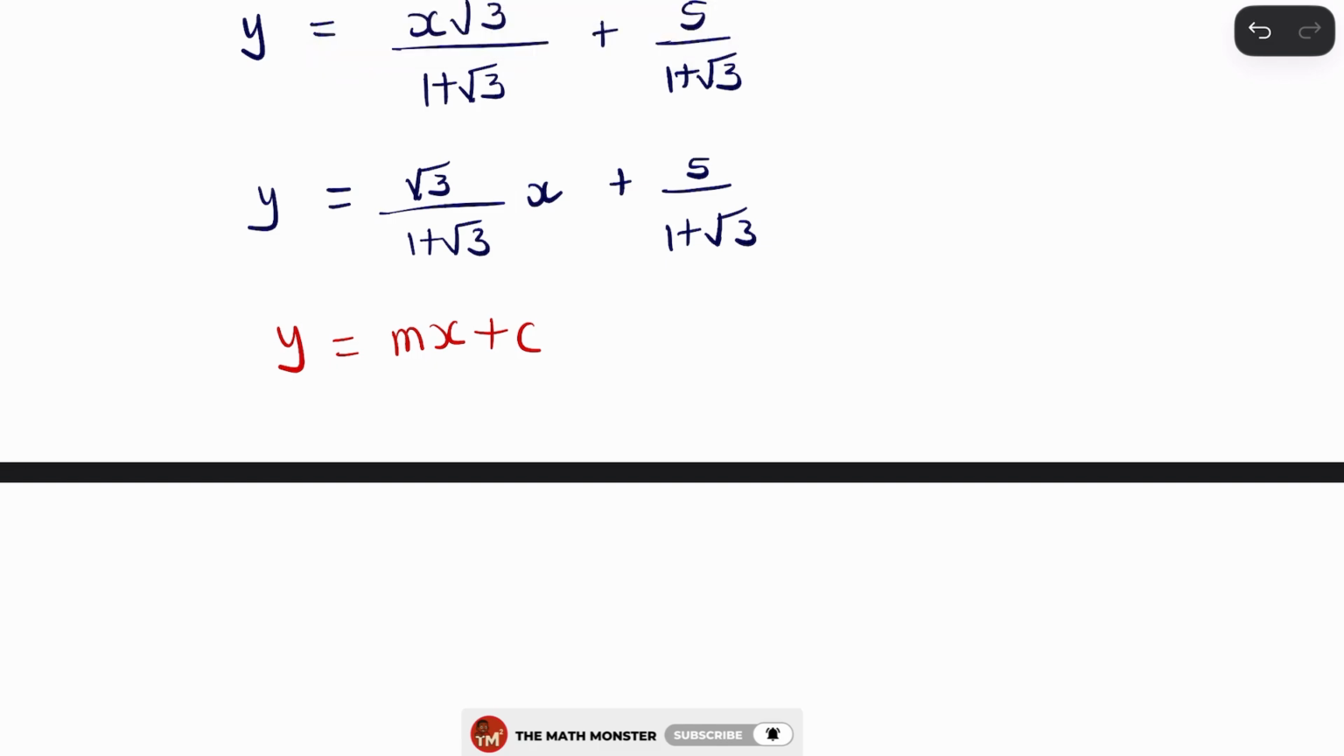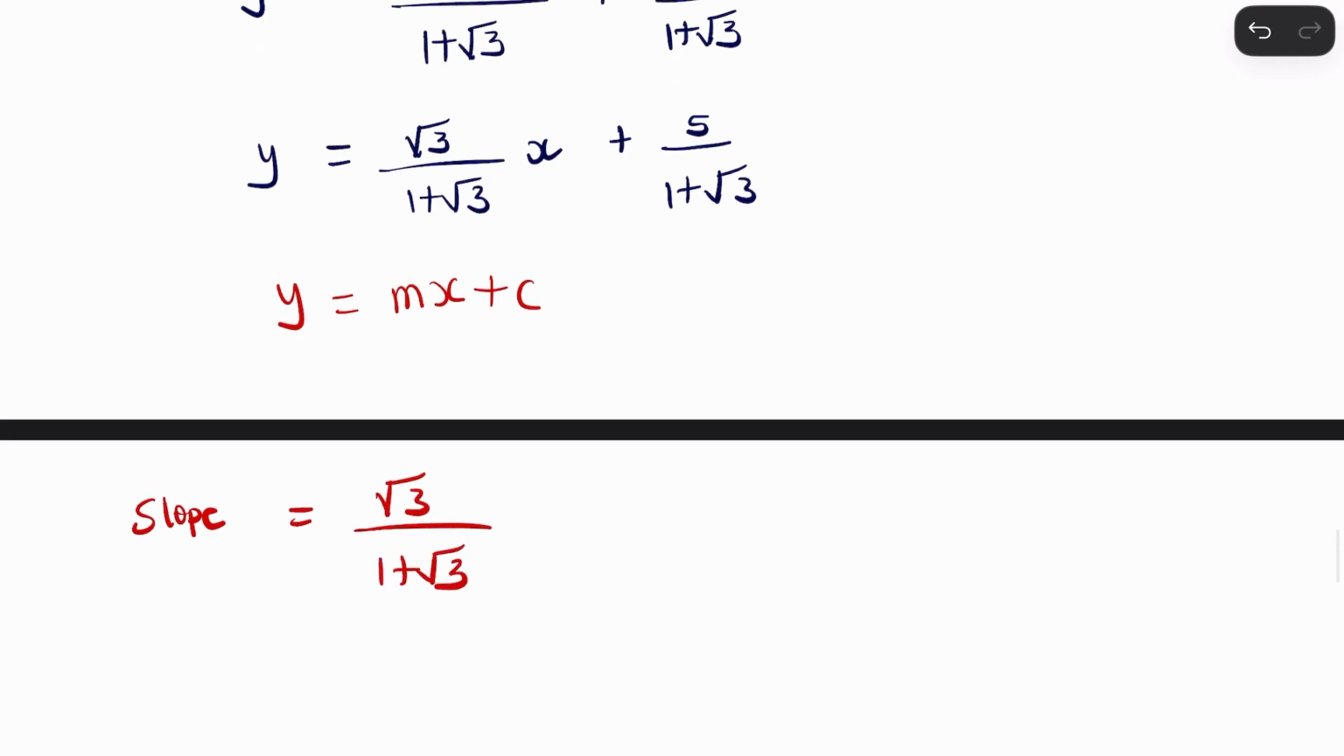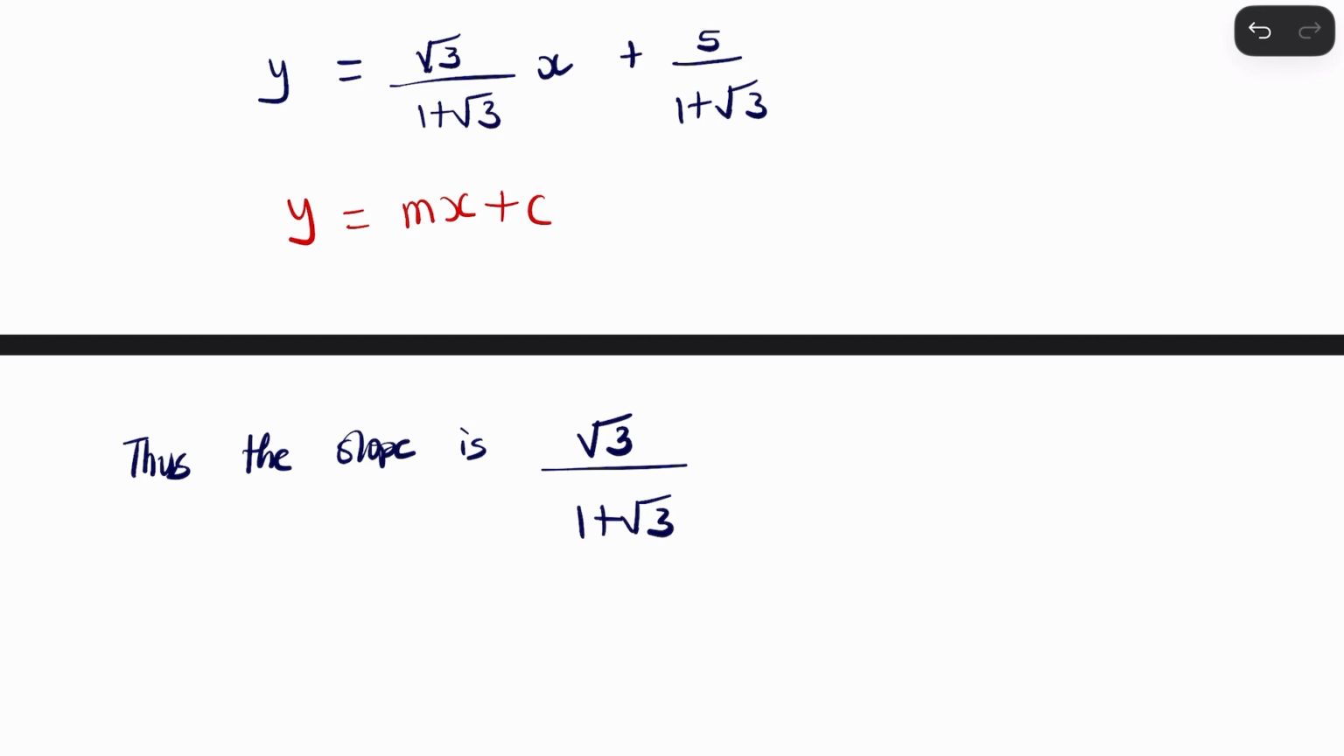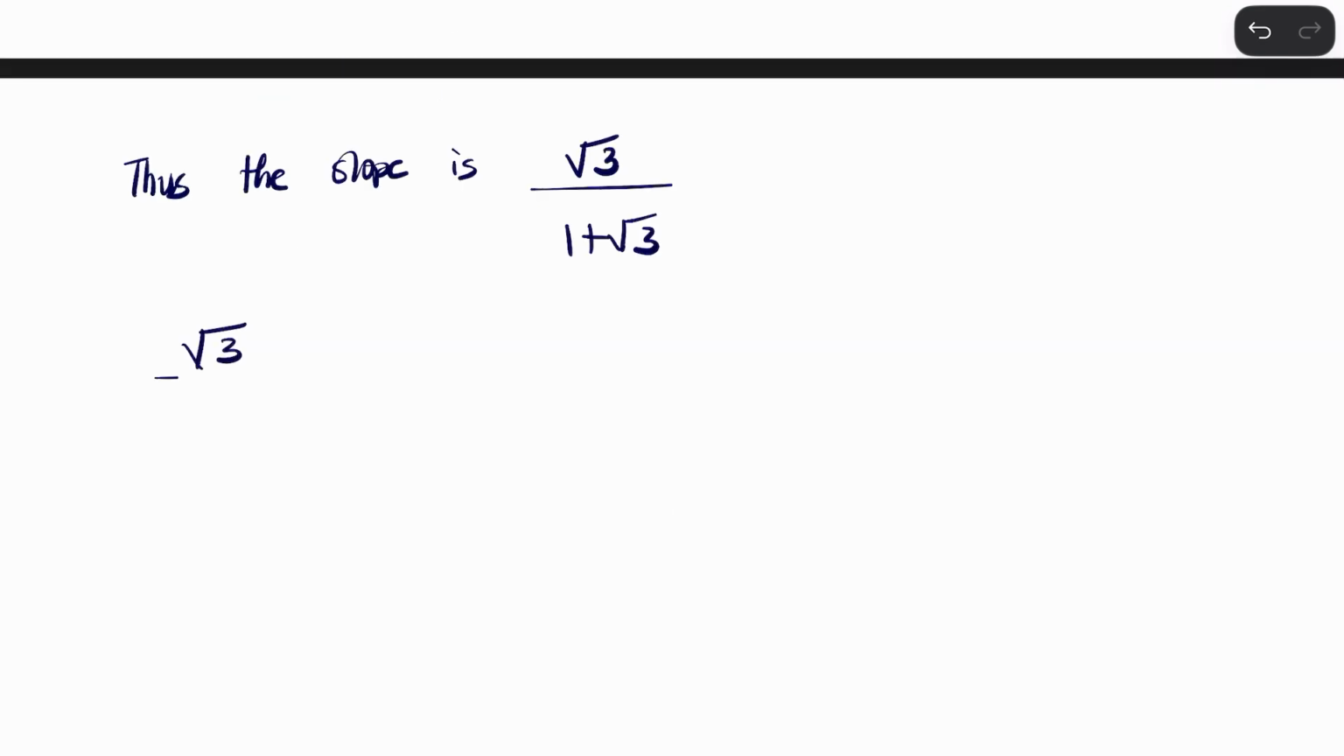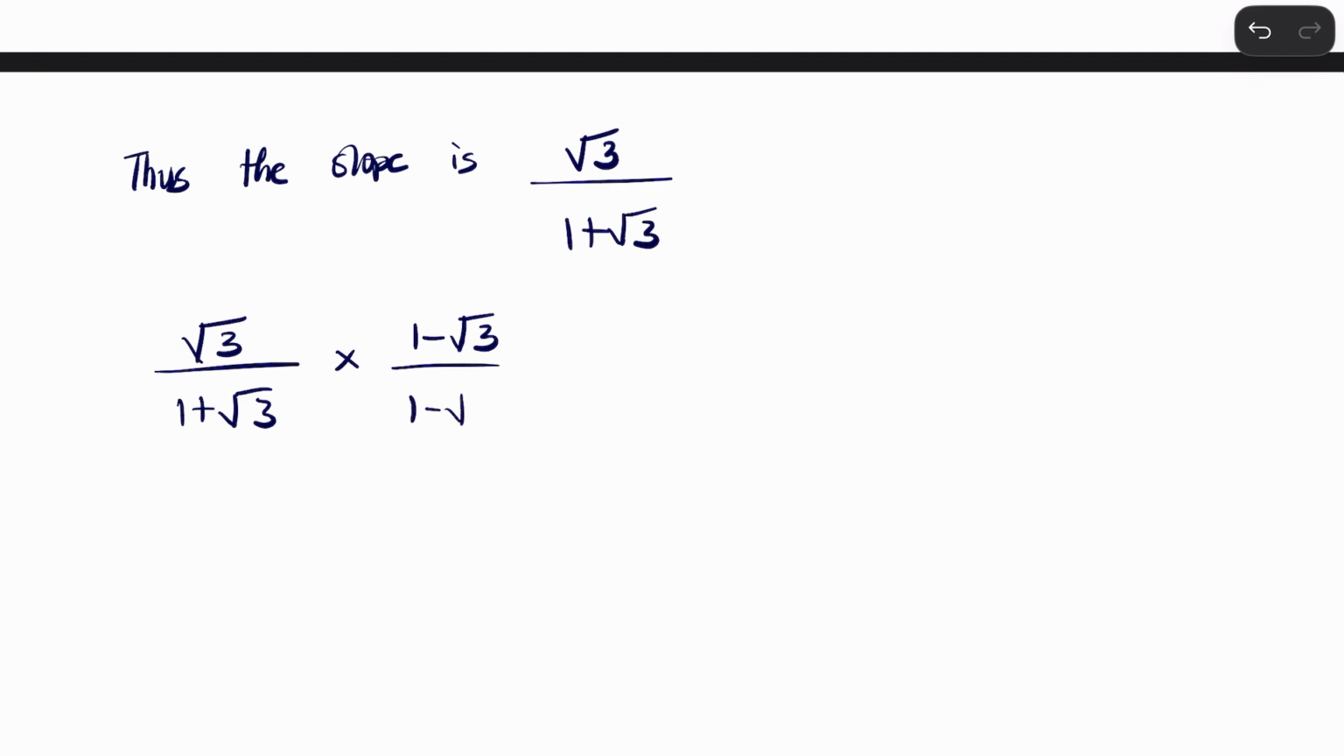Right? And so here we have our slope to be equal to square root of 3 divided by 1 plus the square root of 3. Now let's rationalize this. Thus, we are going to have square root of 3 on 1 plus the square root of 3 times 1 minus the square root of 3 divided by 1 minus the square root of 3, right? And so here, this will multiply this, and this will also multiply that, right?